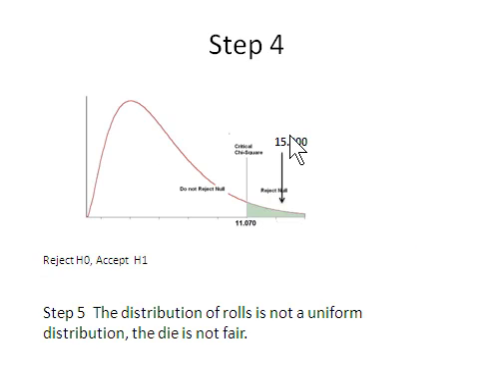When I compare my calculated chi-squared of 15 to my critical chi-squared of 11.070, I find that I would reject the null and accept the alternative. And my conclusion in this case is that the distribution of rolls of this die is not uniform. Therefore, the die is not a fair die.